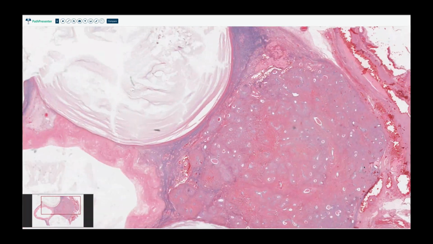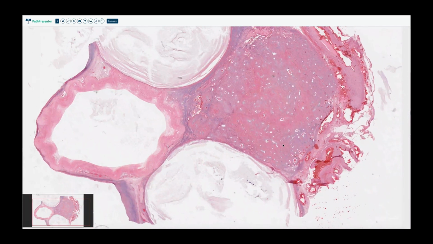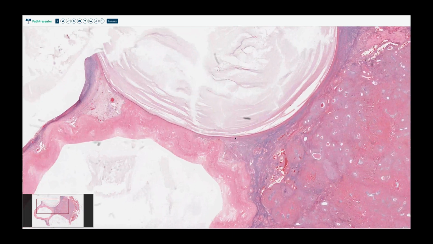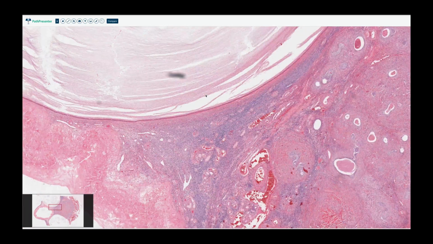The next tumor we'll talk about is a Brenner tumor. So this is a publicly available slide. It's quite lovely. You have several cystic spaces here. And the thing that's lovely about this, so we'll start with the Brenner tumor.